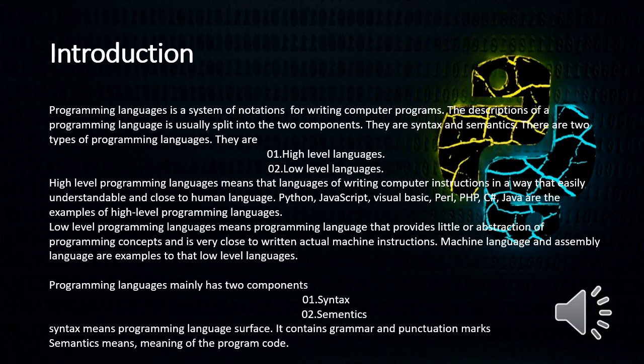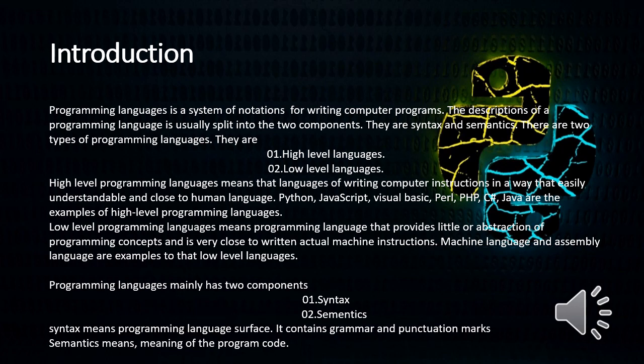Let's consider a brief introduction to programming languages. A programming language is a system of notations for writing computer programs. The description of a programming language is usually split into two components: syntax and semantics. There are two types of programming languages: high-level languages and low-level languages.